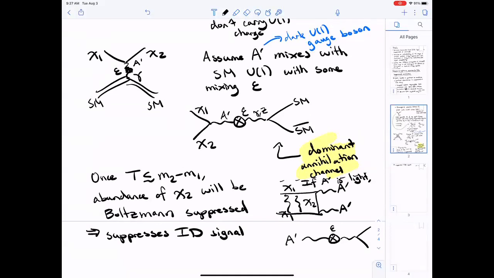The picture, so the question was why have I drawn this as chi1, chi2 goes into A and then into the standard model. So the A here is off shell. This is an example of a secluded dark sector where the dark matter is not charged under any of the standard model gauge bosons directly.